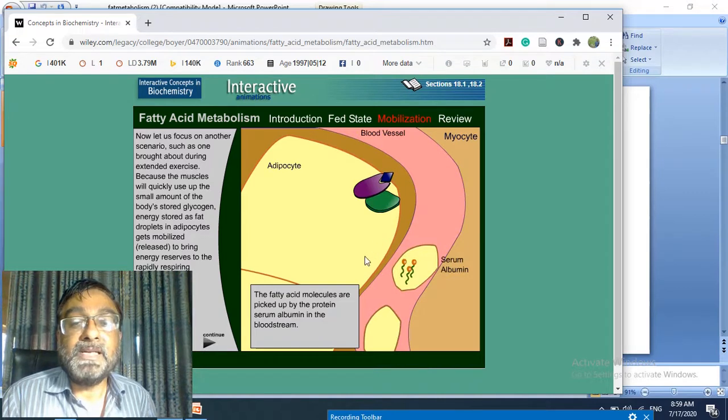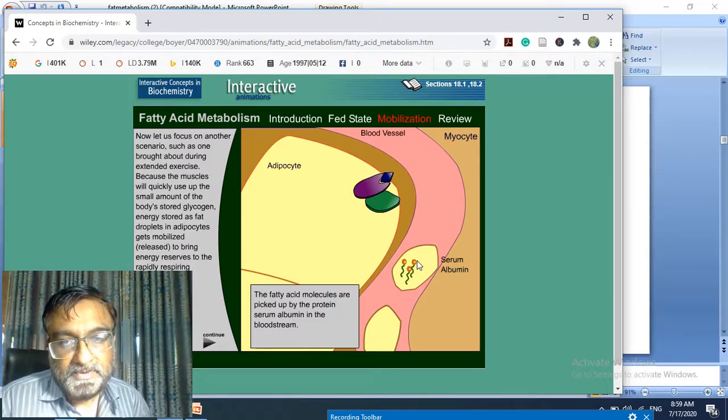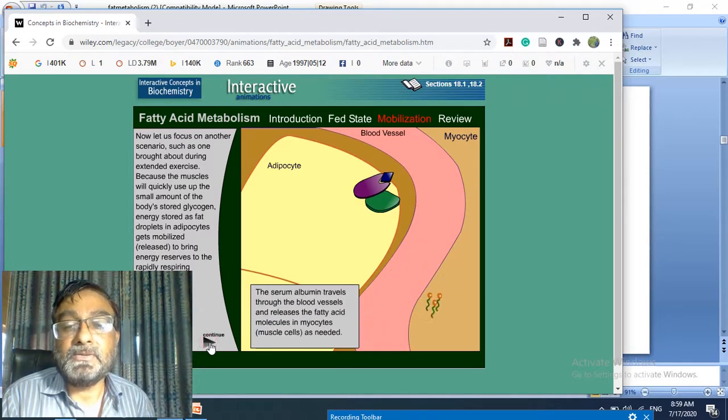You can see that these fatty acids will go into the bloodstream, and in the bloodstream, serum albumin will be the carrier for these fatty acids. You know albumin is a protein, so it's a lipoprotein complex now. Albumin will be the carrier of these fatty acids, and they will be carried into the myocyte. You can see that. The serum albumin travels throughout the blood vessels and releases the fatty acid molecules in the myocytes.